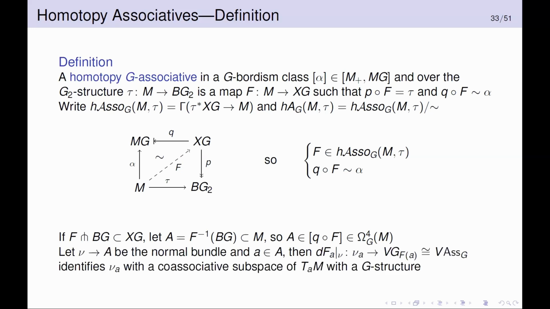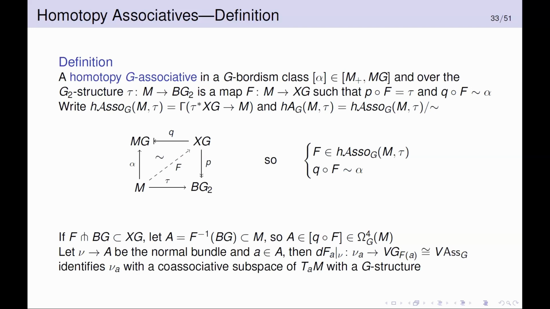Now consider the normal bundle to A. Then at each point of A, the differential of the map F will identify it with the universal bundle B_G at that point. That's actually isomorphic to this universal four-dimensional bundle of the associative Grassmannian at that point. And so this differential of F gives our normal bundle the structure that we want to have. Is this answering your question?